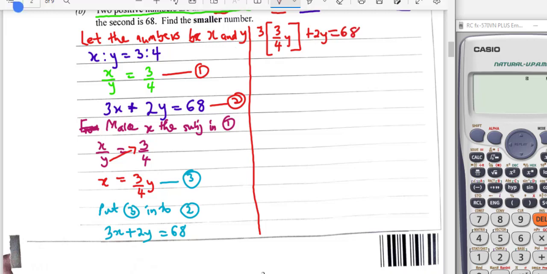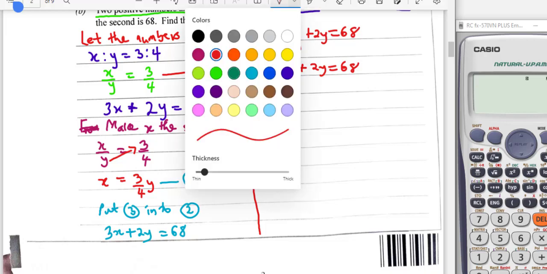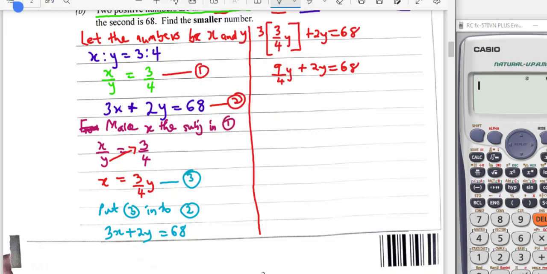So let me multiply this. I have 3 times 3, 9 on 4y plus 2y equals 68. All right, I can choose to multiply through by the LCM here, that's 4, or I can find it here and do cross multiplication. Either way, you are correct. I'm going to multiply through by the LCM here. So the first one here times 4, I'm going to have this times 4.